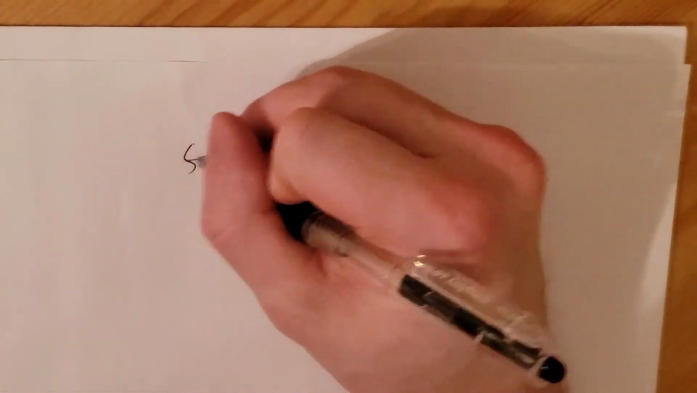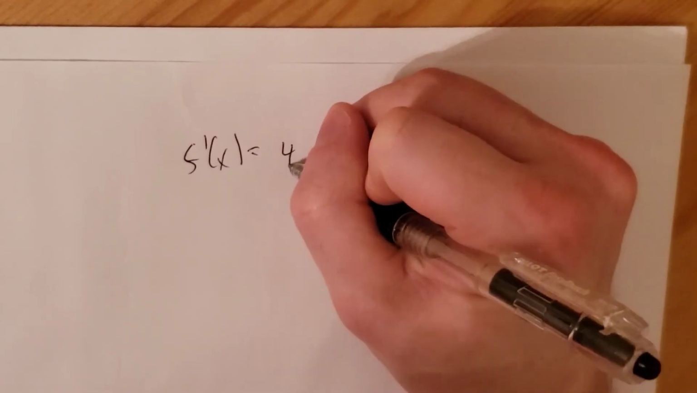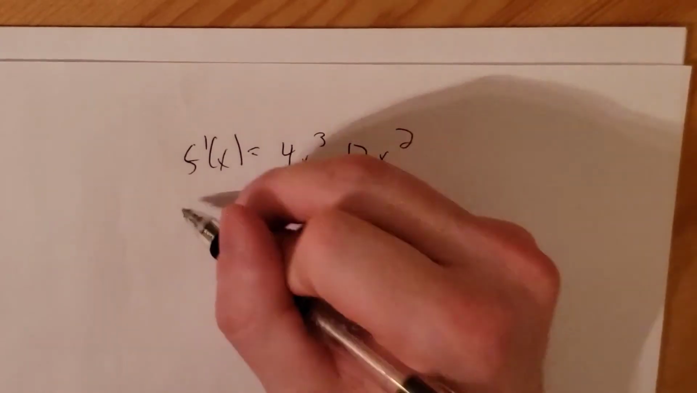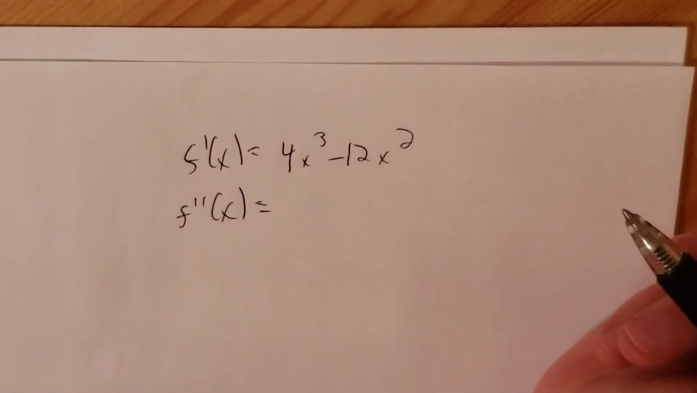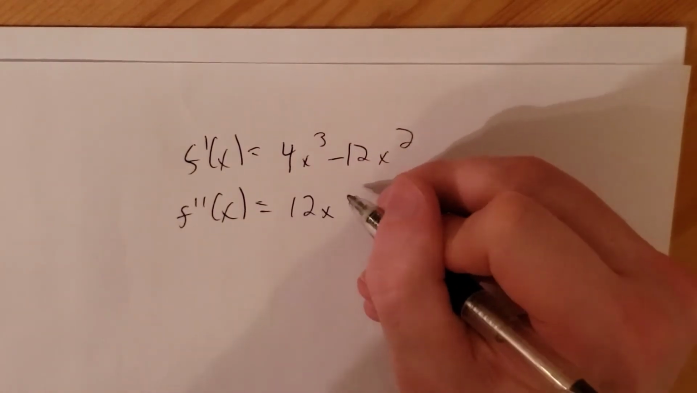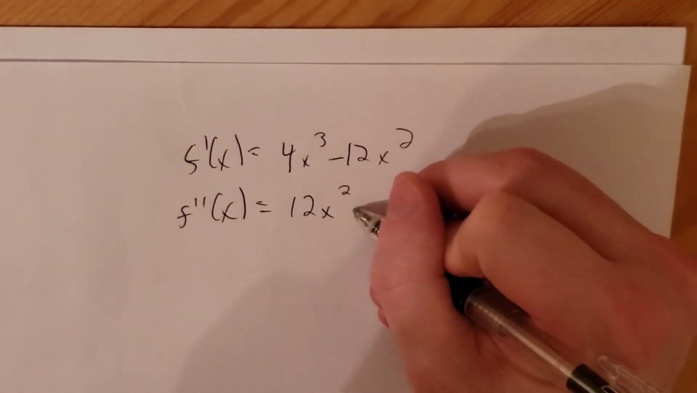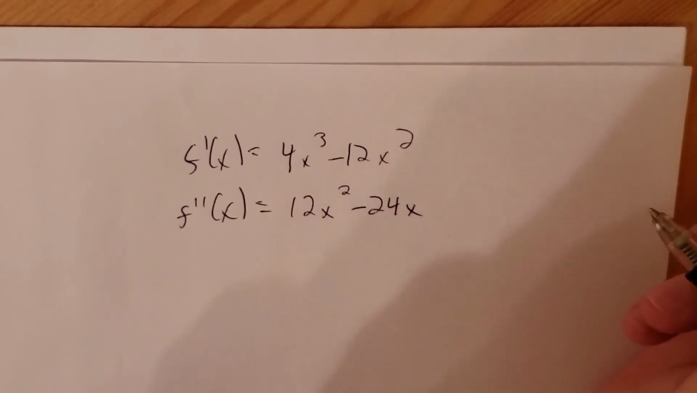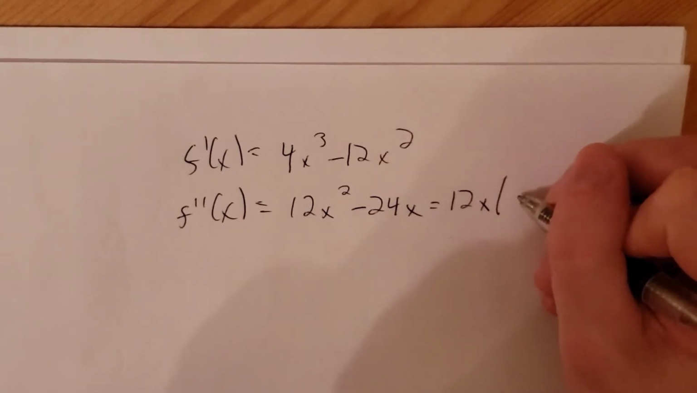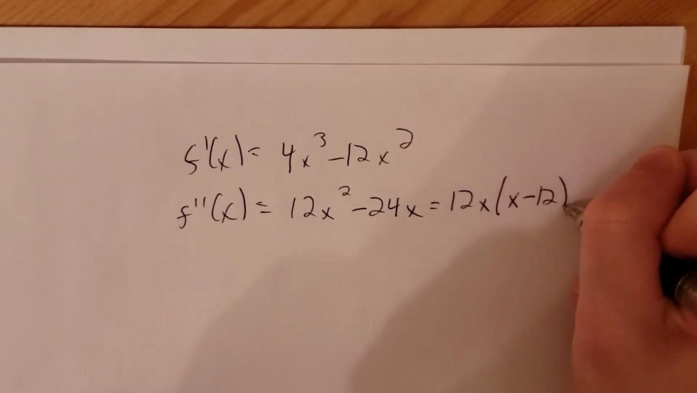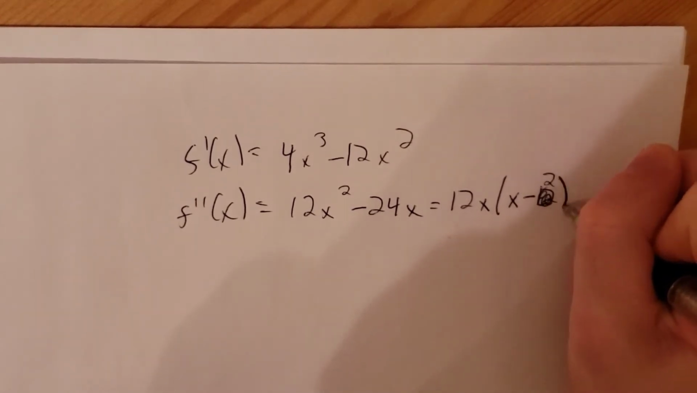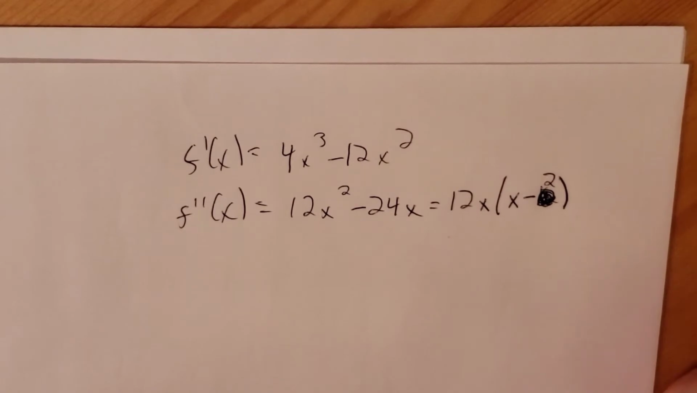Our derivative, f prime of x, was 4x cubed minus 12x squared. And so our second derivative is 12x squared minus 24x. We can factor out a 12x here, and we get x minus 2. Sorry, I said 12 at first, that's not true at all. I'm making so many mistakes on this video.